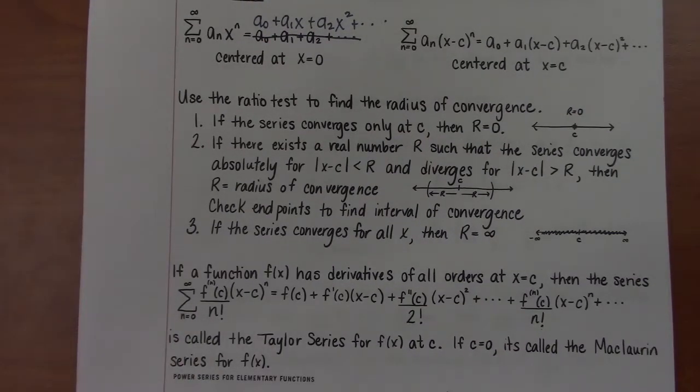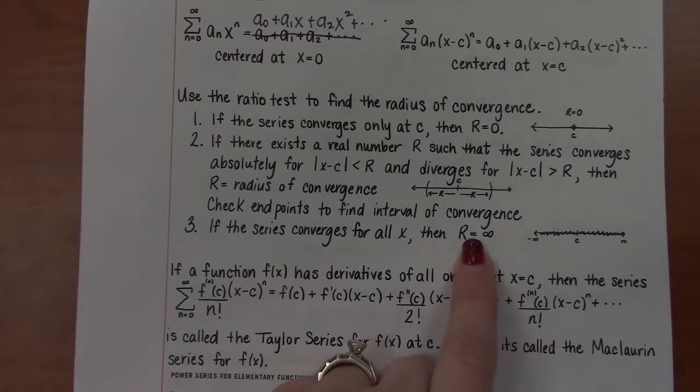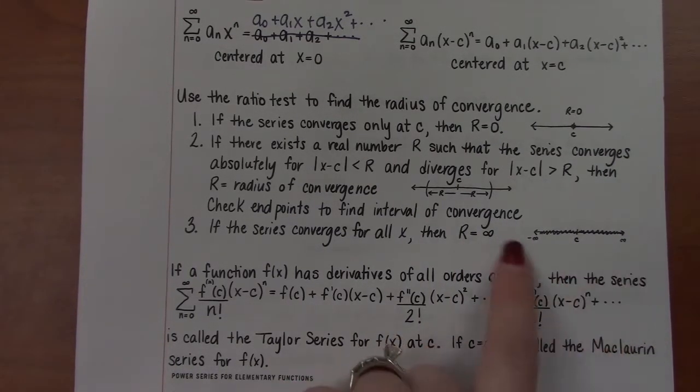Because remember, we do this by taking the ratio test. If the limit works out to be 0, right? Well, 0 is less than 1. That means any value of x would work because you're going to get a 0 limit no matter what. So this is what an infinite radius would look like, and it's the whole number line. It means every value of x you plug in, it'll converge.